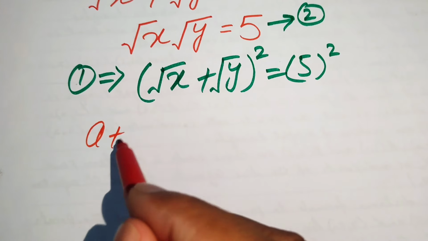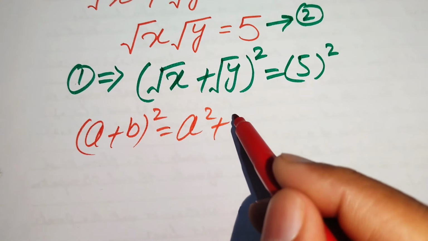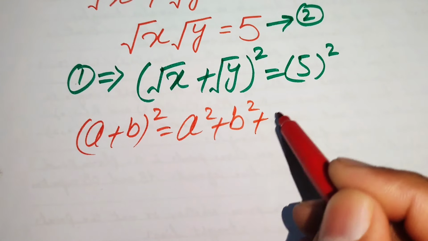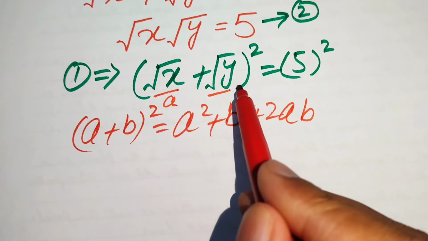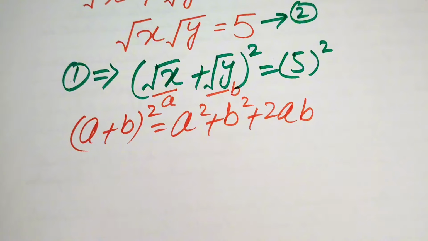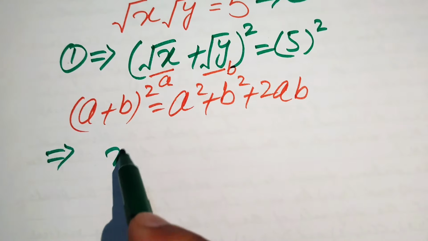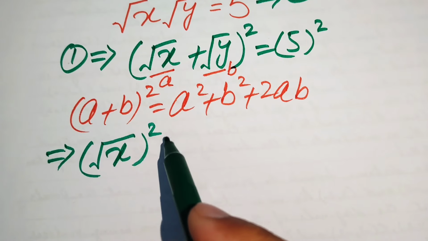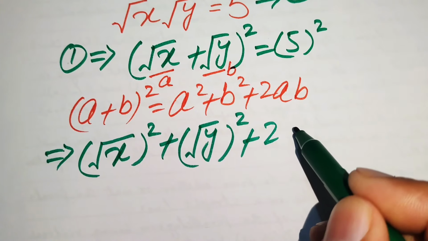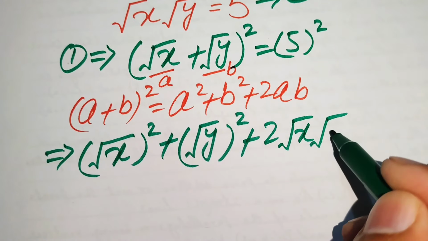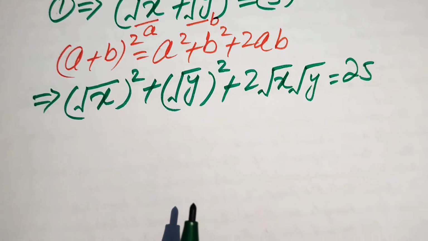If we have (a plus b) whole square, it equals a square plus b square plus 2 times ab, and here the value of a is square root of x, the value of b is square root of y, and now we substitute these two values in this formula, and it is written as (square root of x) square plus (square root of y) square plus 2 times square root of x into square root of y equals 5 square, and we know that 5 square equals 25.